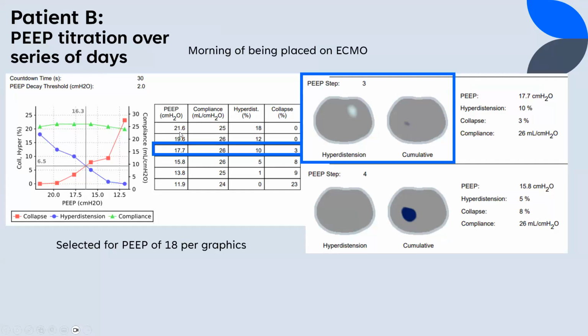So we started at a PEEP of 22, and you can see as we start to titrate our PEEP down, our compliance stayed relatively the same, but we're finally starting to see a loss of hyperdistension, but then we're starting to have a little bit more collapse. So we stayed at that PEEP of 18. And you can see from a visual representation, if I would have gone down to 16, how much more significant collapse I'm having, and how seemingly insignificant the hyperdistension and collapse seem at step 3 with a PEEP of 18. So we selected for that.